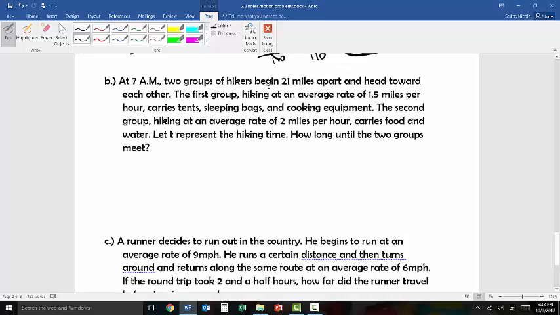Letter B, you have two groups of hikers. They start apart and they come together. So they kind of go like this. So anytime they come apart or go away, it is a working together problem. So we'll do WT for working together. And the setup for that is to add the two distances together.